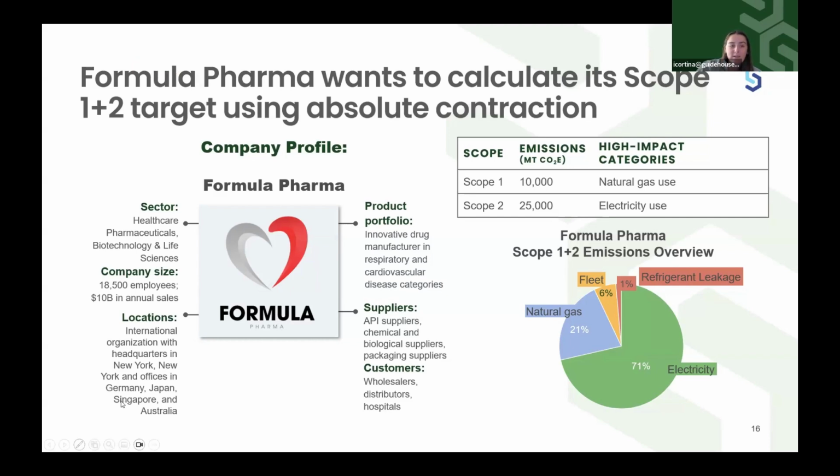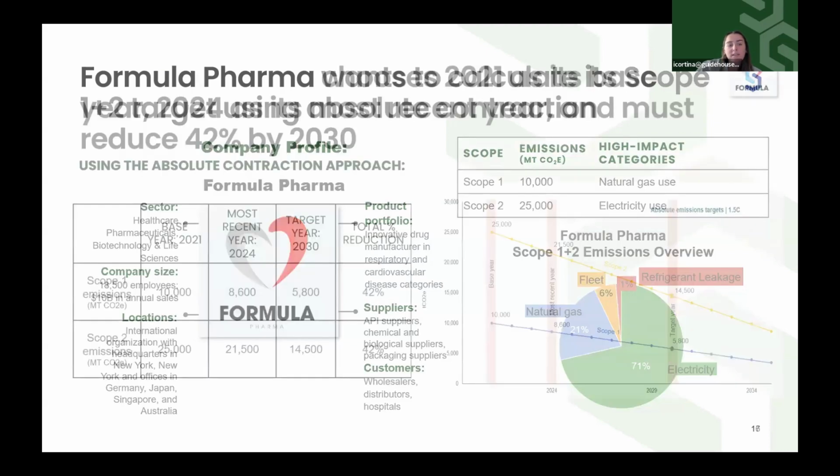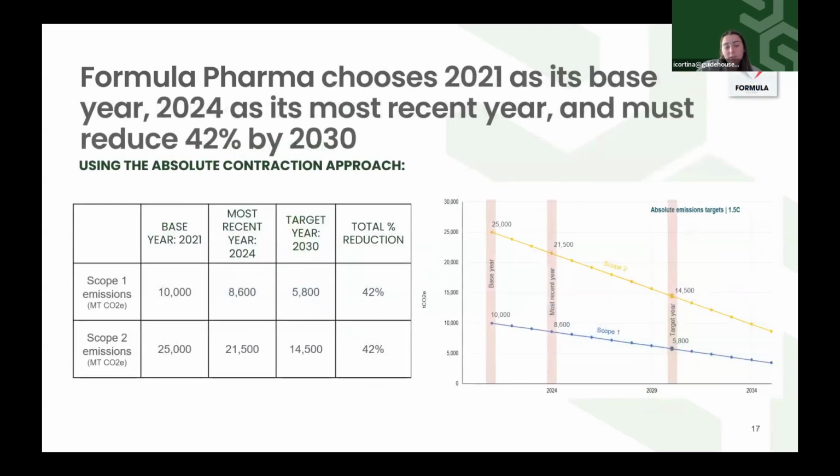Let's talk about how they set a target. When selecting a target setting approach for scope 1 and 2, Formula Pharma found that absolute contraction is the most suitable methodology because they don't have the opportunity to set an SDA or sectoral decarbonization target as a biotech and pharma company. Having come to that conclusion, you can see that Formula Pharma came out and modeled what their required reductions would be for scope 1 and for scope 2.